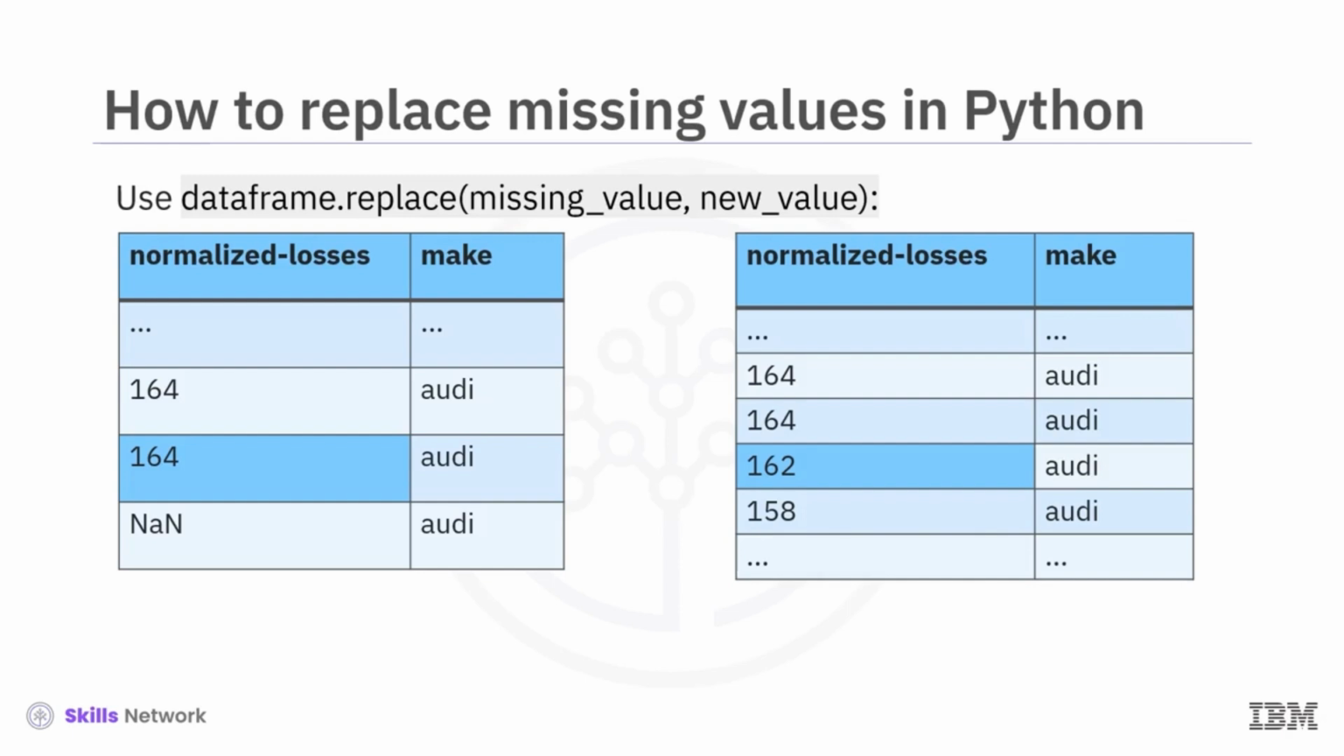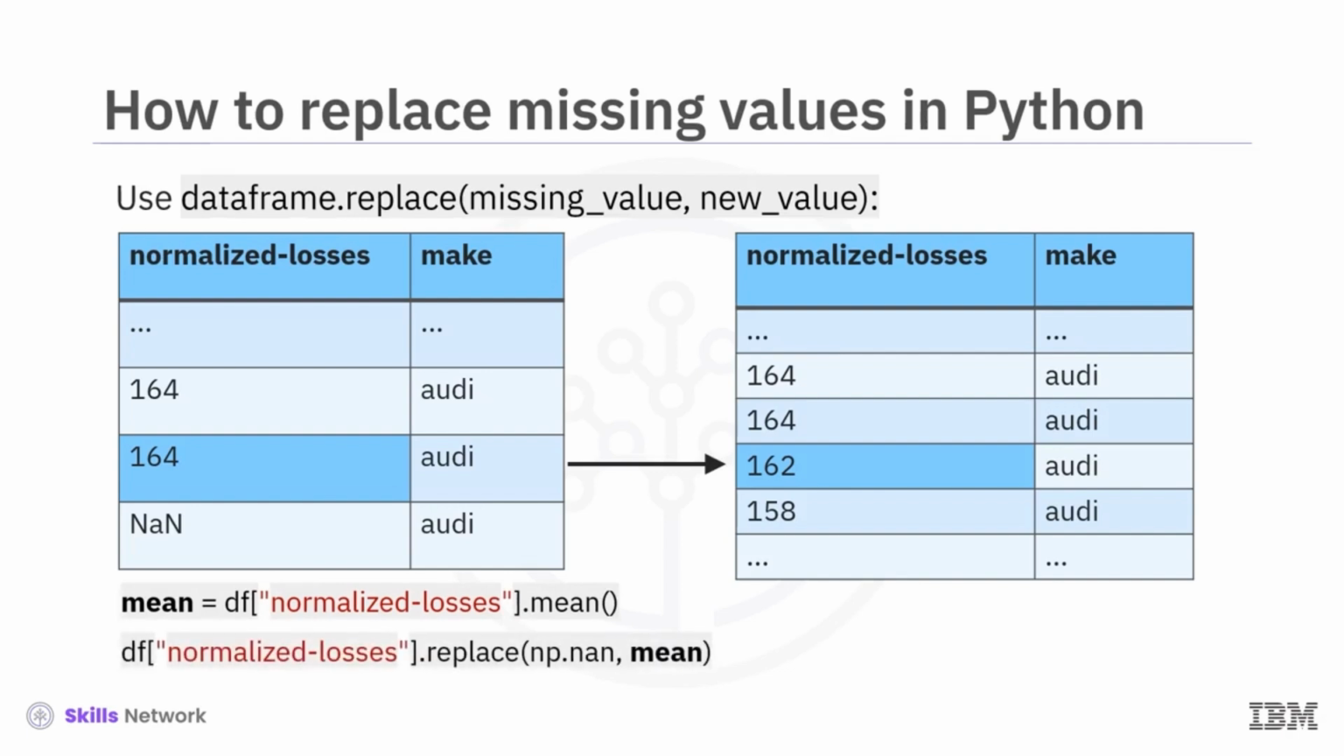As an example, assume that we want to replace the missing values of the variable normalized losses by the mean value of the variable. Therefore, the missing value should be replaced by the average of the entries within that column. In Python, first we calculate the mean of the column. Then we use the method replace to specify the value we would like to be replaced as the first parameter, in this case, NaN. The second parameter is the value we would like to replace it with, i.e. the mean in this example.